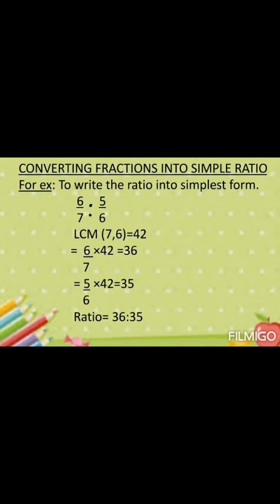Next topic is converting fractions into simple ratio. For example, these two fractions, if we have to convert their ratio into simplest form, first we have to take the LCM of the denominators. LCM of 7 and 6 will be 42, and then this 42 we have to multiply with each fraction. 6 by 7 into 42 will be 36. 5 by 6 into 42 will be 35. So the ratio is 36 is to 35.